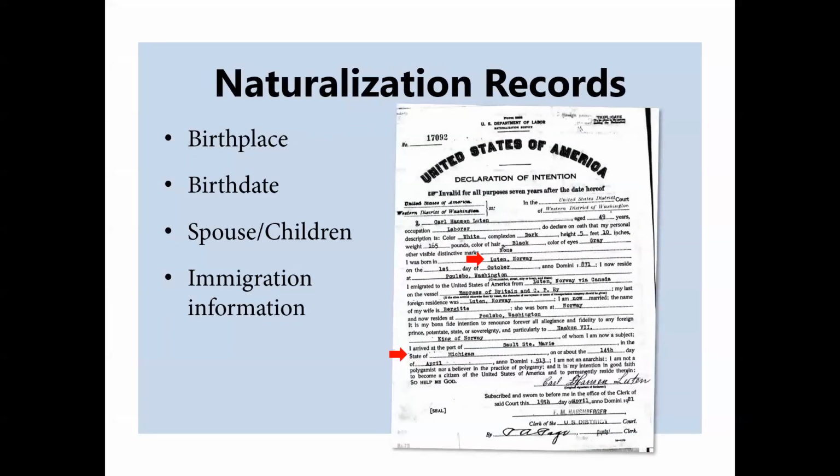I've mentioned naturalization records several times. They are some of the more powerful records for any of our immigrant ancestors. They'll give birthplace, birth date, sometimes spouse and children, and immigration information. And here we see Carl Hansen Luton. So he's adopting that second surname there, the farm name. And if we look at that arrow there, he's born in Luton. So tracing him forward, you may find that he adopts that farm name as his surname.